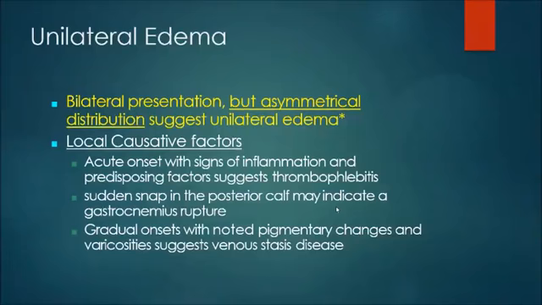It usually presents as an acute onset with inflammation and predisposing factors suggesting thrombophlebitis. It could be caused by sudden snap in the posterior calf, any type of trauma. Gradual onset of edema with pigment changes and varicosities suggests venous stasis disease.